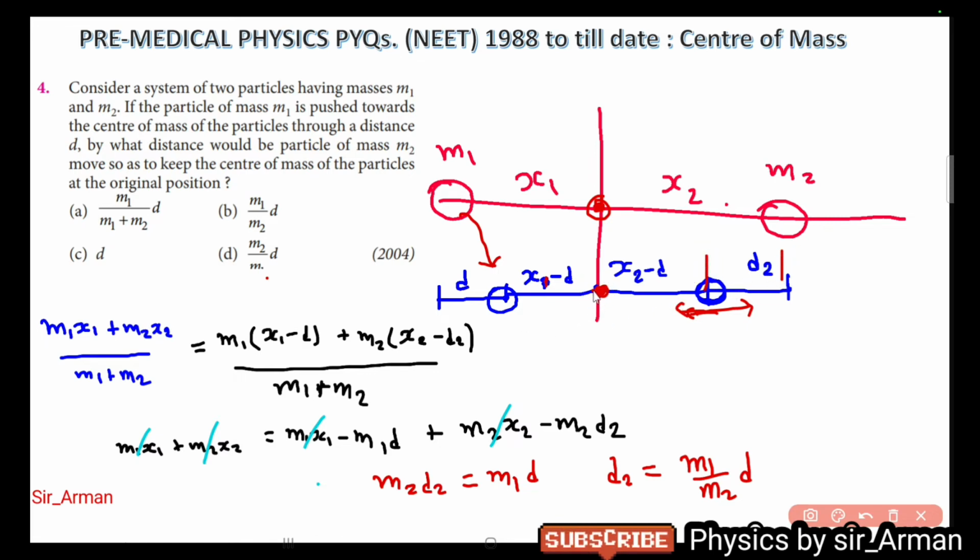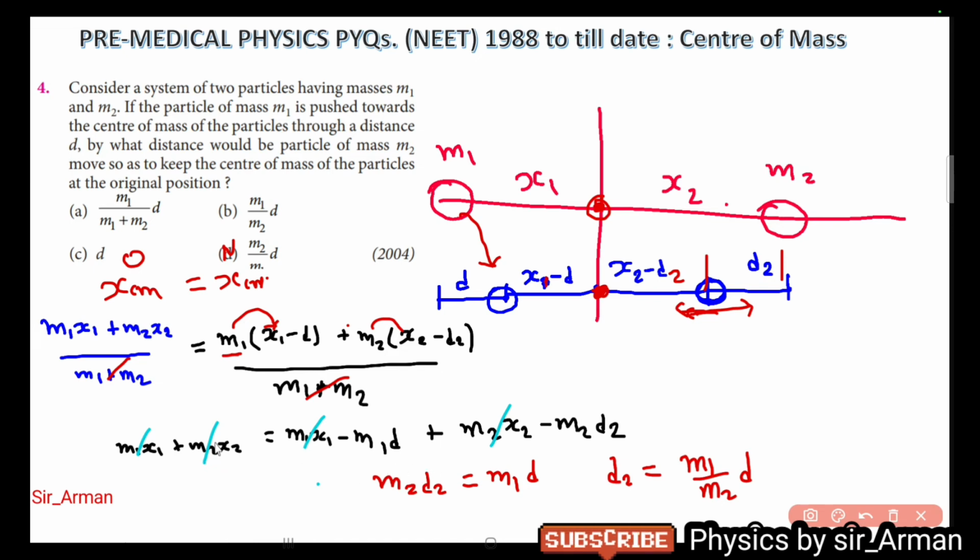So in this case, the center of mass lies at the same position, so we can equate the new center of mass xcm to the old. This is our old center of mass, this is our new center of mass. So we have equated: m1 x1 plus m2 x2, divided by m1 plus m2, equals m1 times (x1 minus d) plus m2 times (x2 minus d2), divided by m1 plus m2. The total mass m1 plus m2 remains the same. So m1 x1 plus m2 x2 equals m1 x1 minus m1 d plus m2 x2 minus m2 d2.